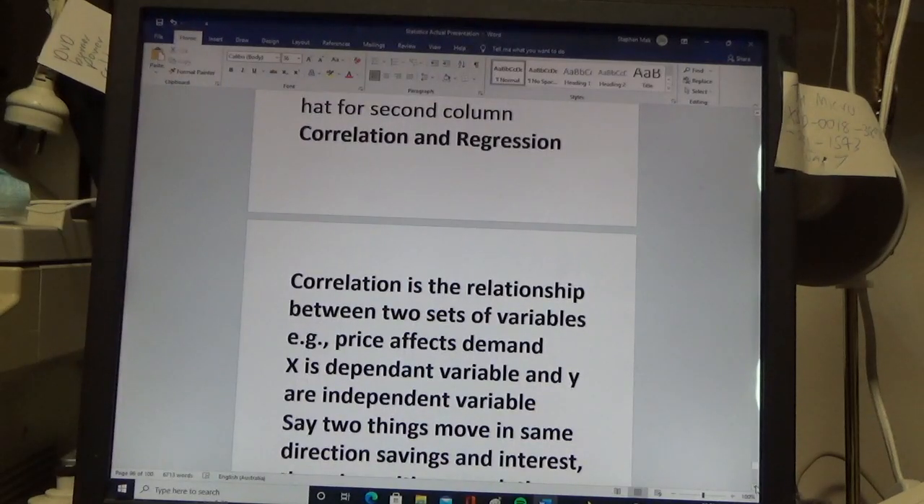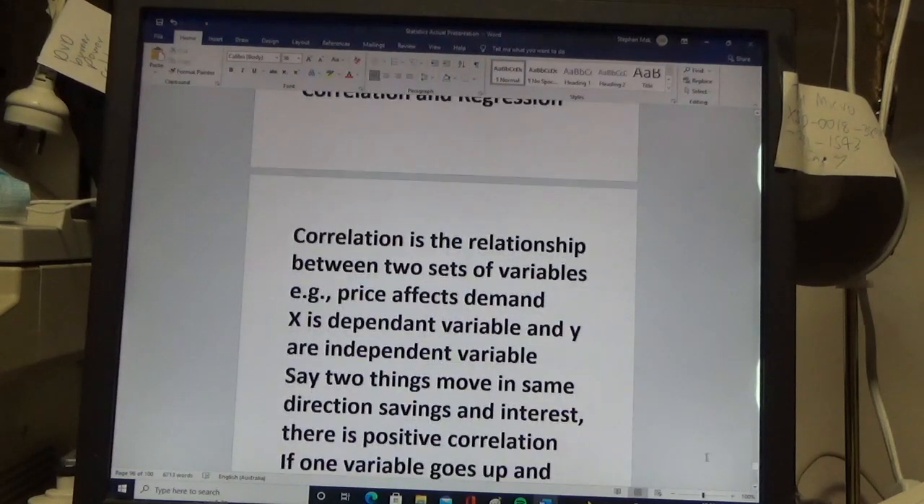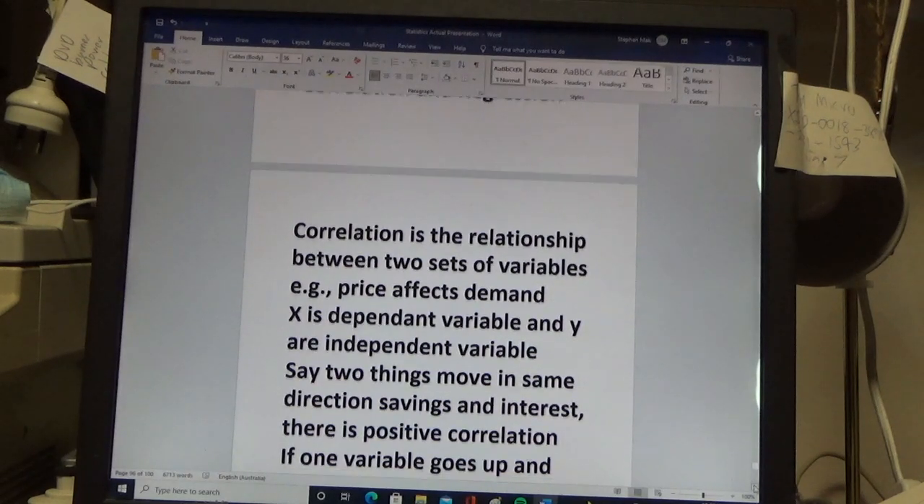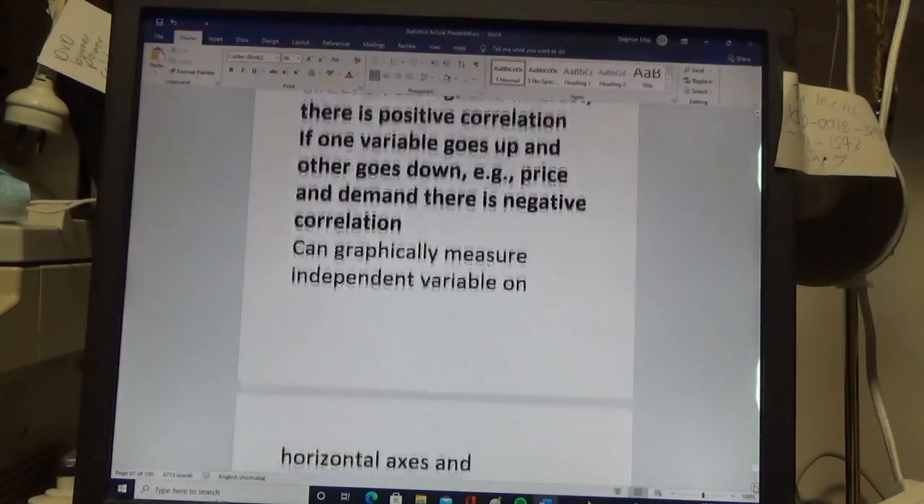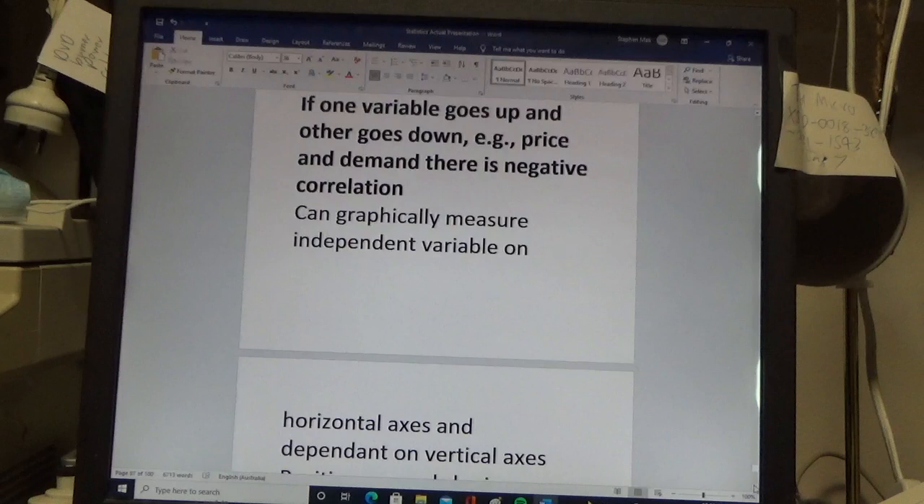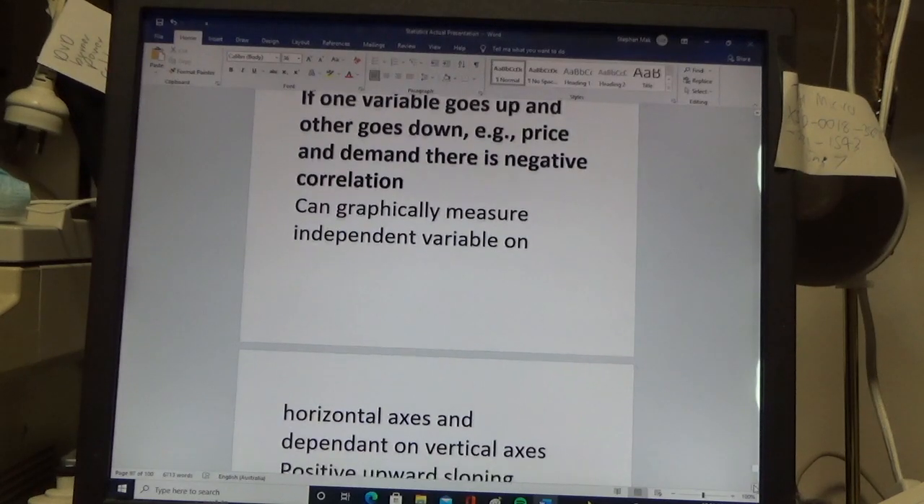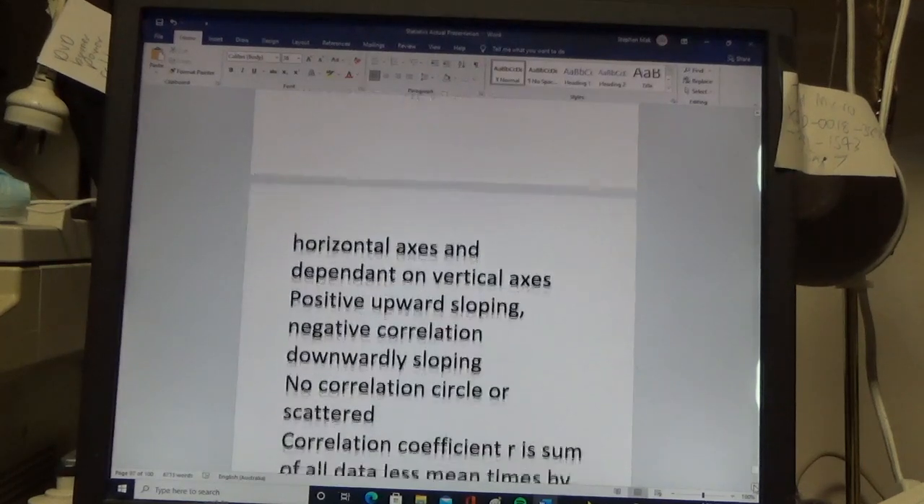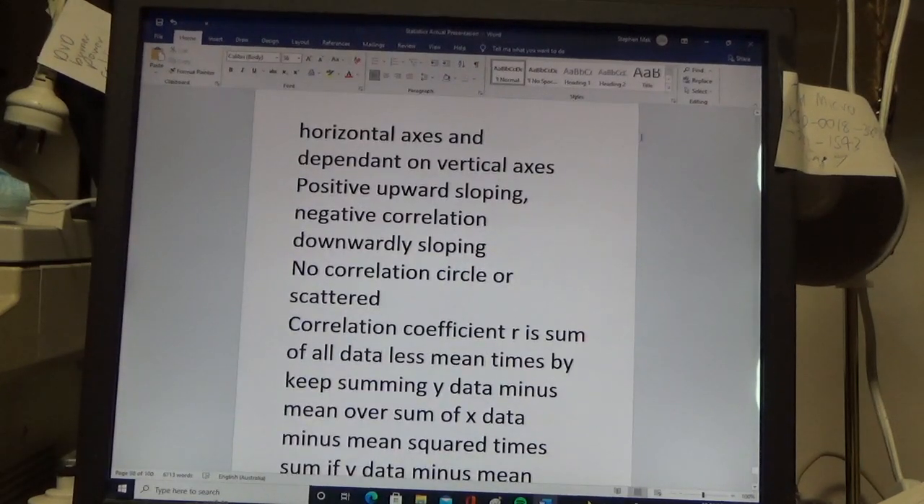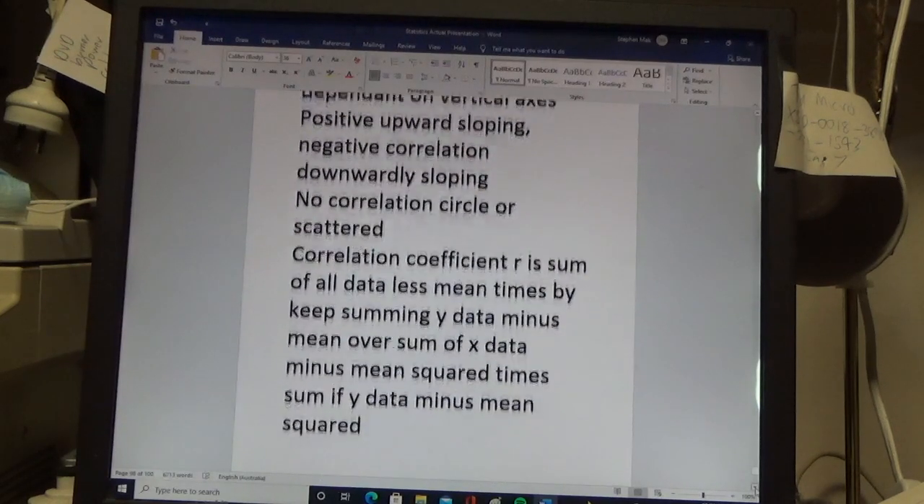Correlation: data can be positively correlated, or negatively correlated. For example, price is inverse to demand in economics, so it's negatively correlated. Or it could be positively correlated, like when income goes up, so do savings and consumption. Positive is upward sloping, negative correlation is downward sloping, such as a demand curve.